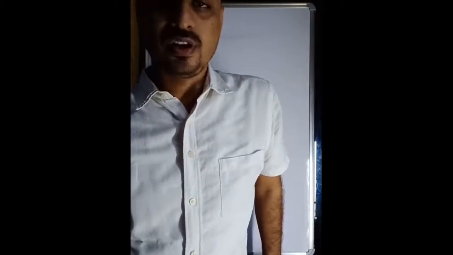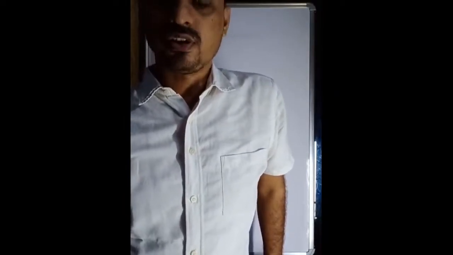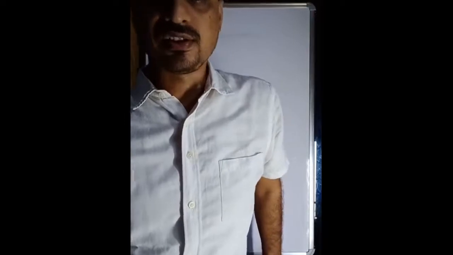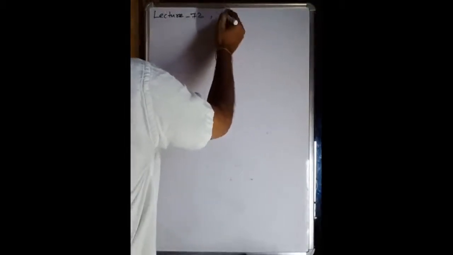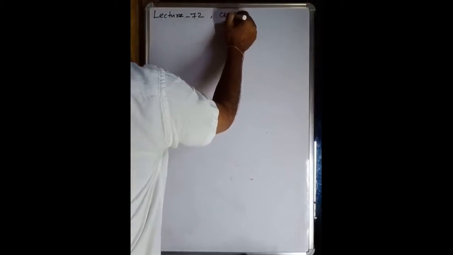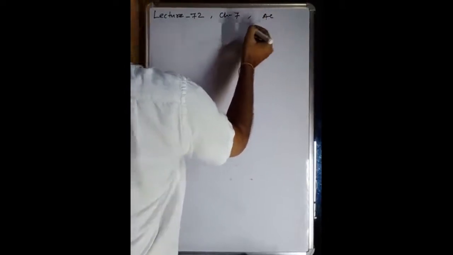My dear students, today we are in lecture number 72 of standard 12 and we are going to start a new chapter. It is alternating current, that is the AC. Okay, so look here, we are today in a new chapter. It is lecture number 72, and NCERT chapter number 7. This is alternating current.